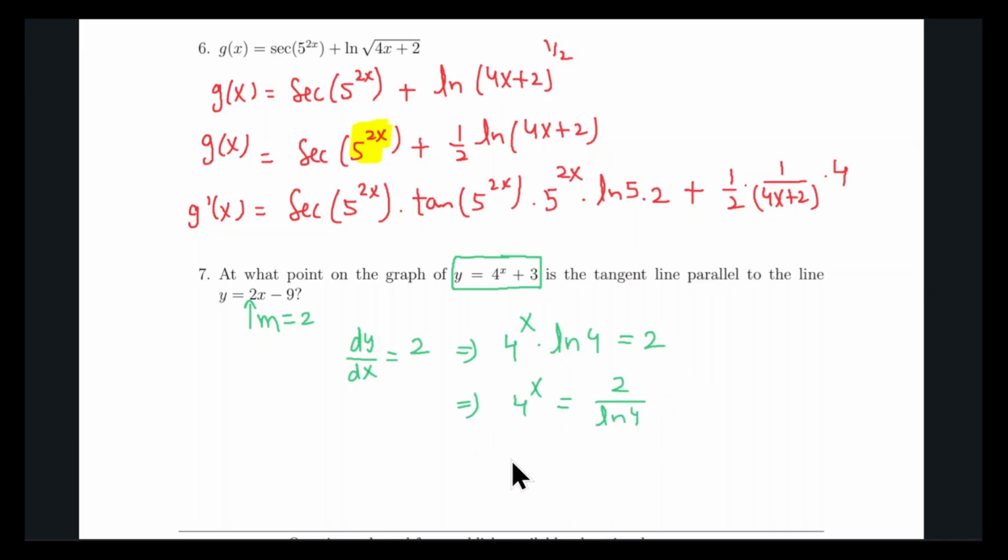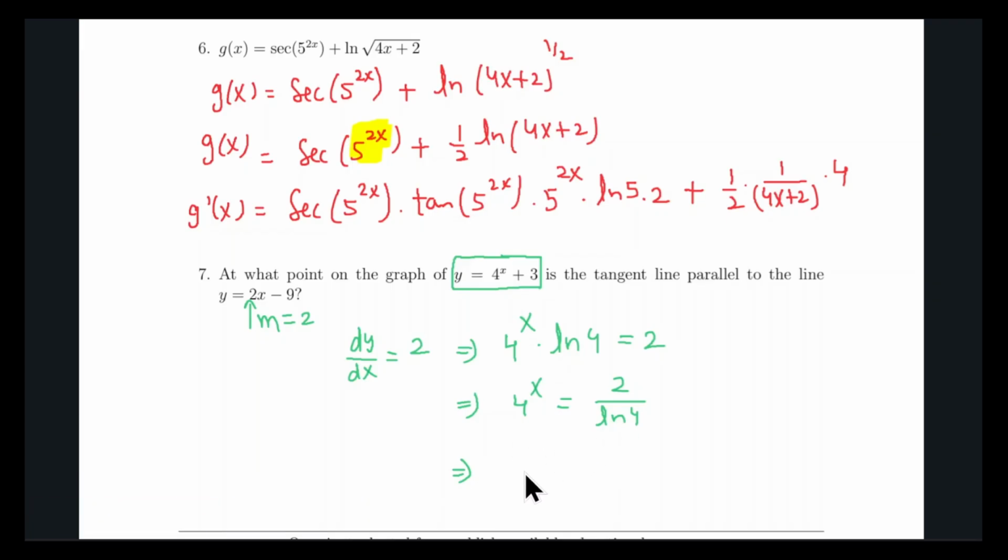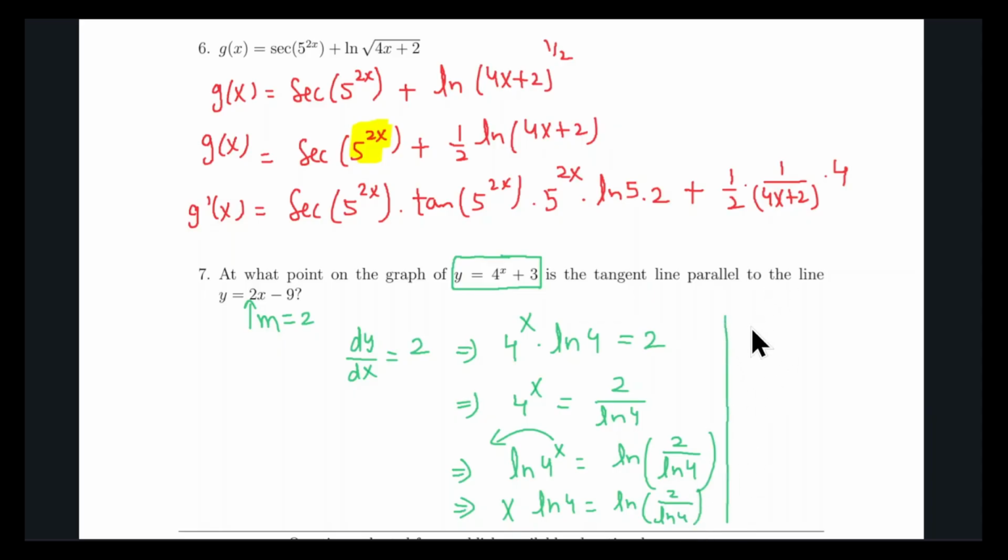natural log of 4. And well, that's a little weird, because if I need x, I'll just take natural log on both sides. So natural log of 4 to the x is equal to natural log of 2 over natural log of 4. Too many lns over here, but yeah, the x drops down. So this can be written as x times natural log of 4 is equal to natural log of 2 over natural log of 4. Oh my god, that's extremely gross. But yeah, finally I'm going to divide both sides by natural log of 4.